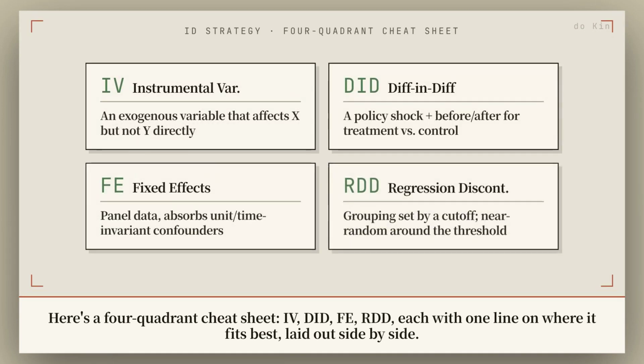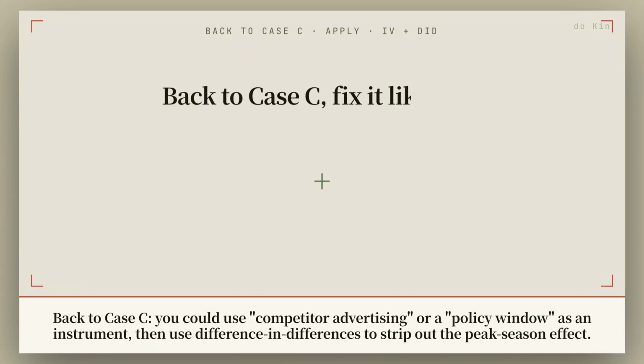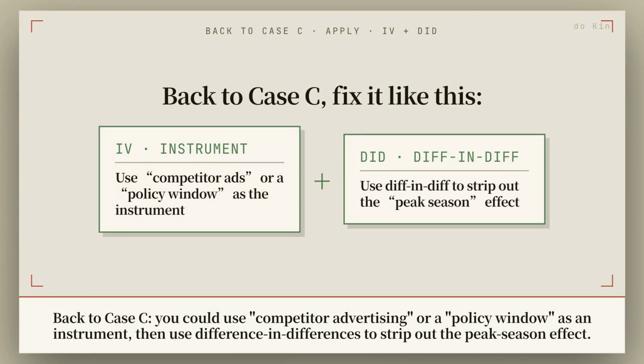Here's the 4-quadrant cheat sheet. IV, DID, FE, RDD, each with one line on where it fits best, laid out side by side. Back to case C. You could use competitor advertising or a policy window as an instrument, then use difference in differences to strip out the peak season effect.